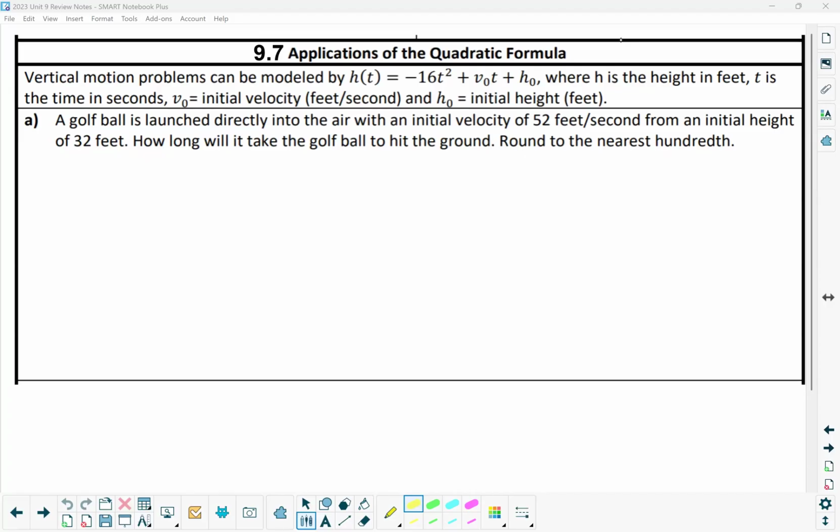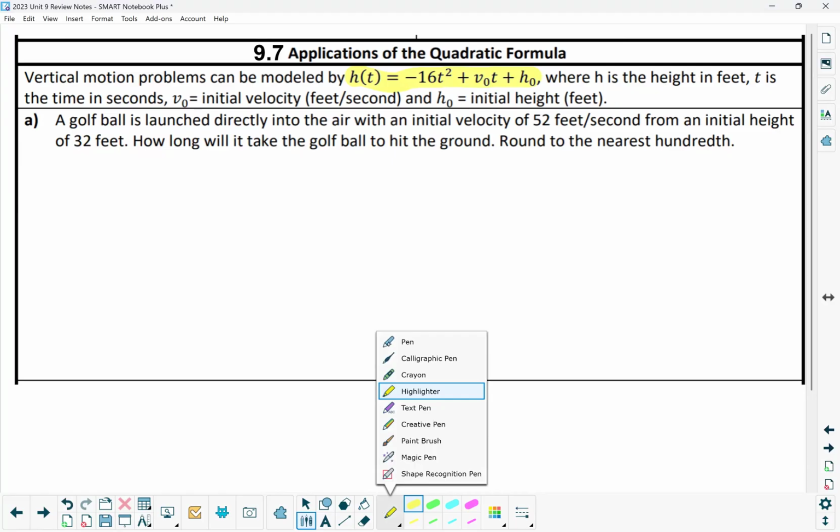All right. Our last example that we didn't quite get to today, so I'm going to do a video of the solution. It's a vertical motion problem, and all vertical motion problems follow this general form.